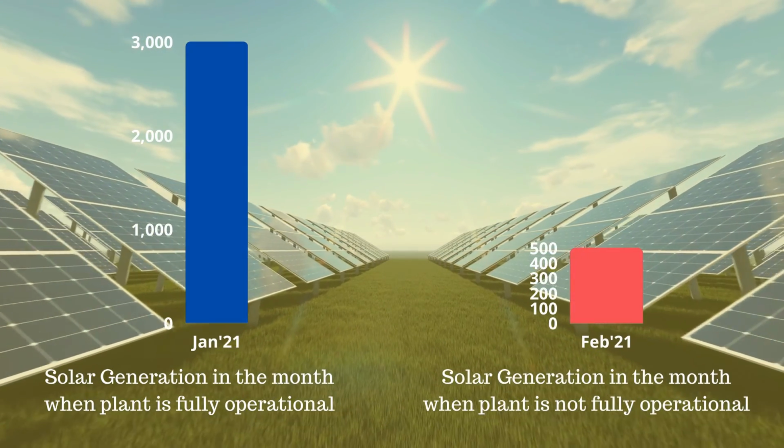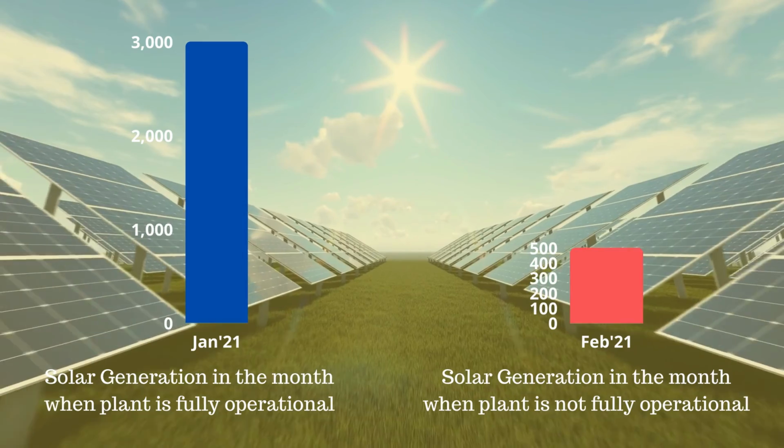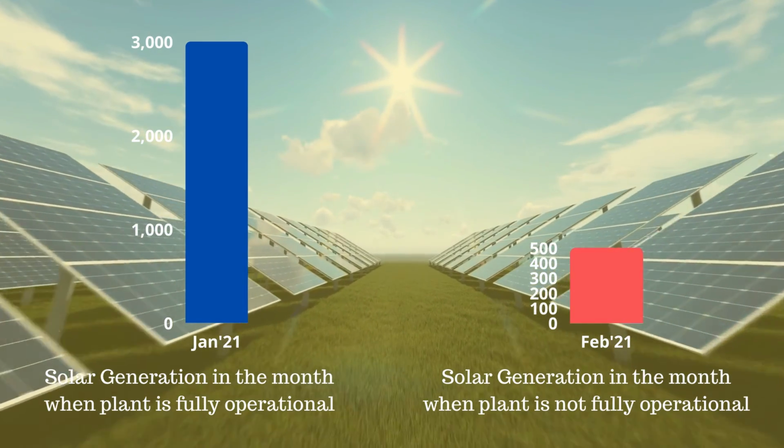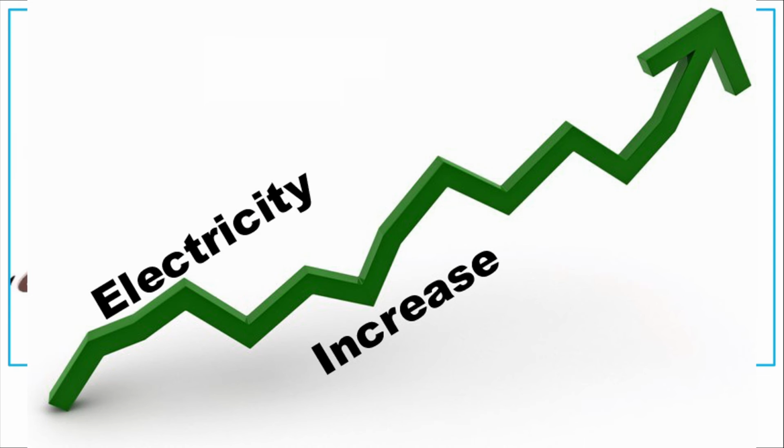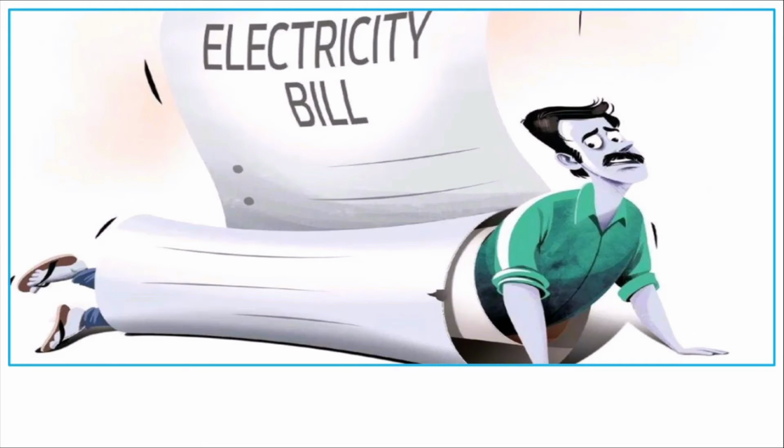And this generation would be very small, a fraction as compared to the monthly generation of the solar power plant. Now, since the user will not be able to get the complete reduction in the electricity bill as per the monthly generation, he would be surprised to see the rise in the electricity bill, and this would come as a shock. So it is very important that regular monitoring is done.